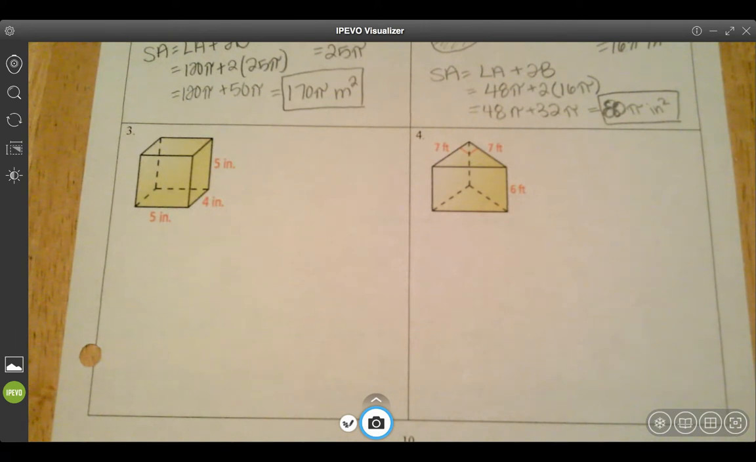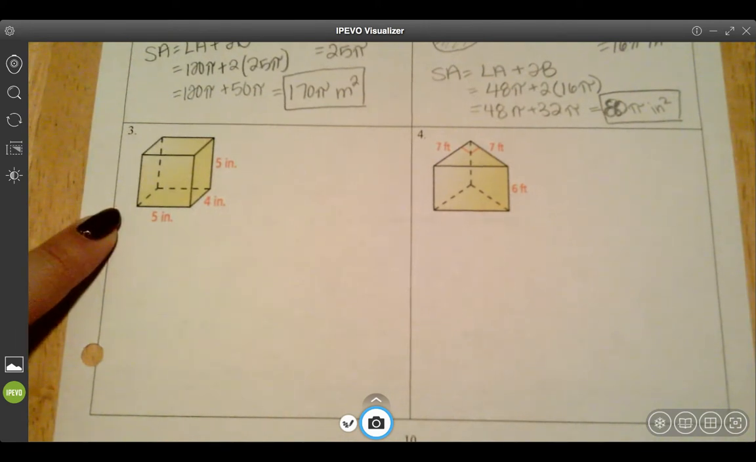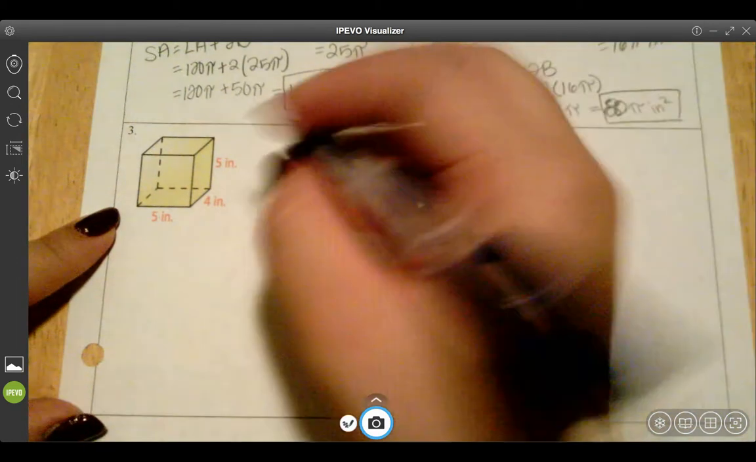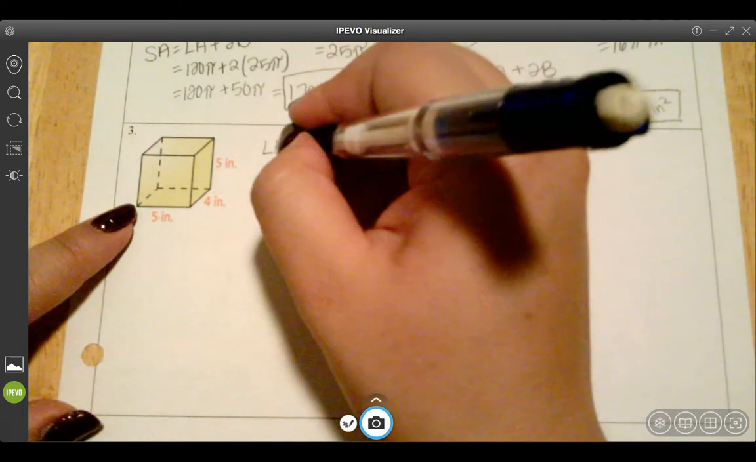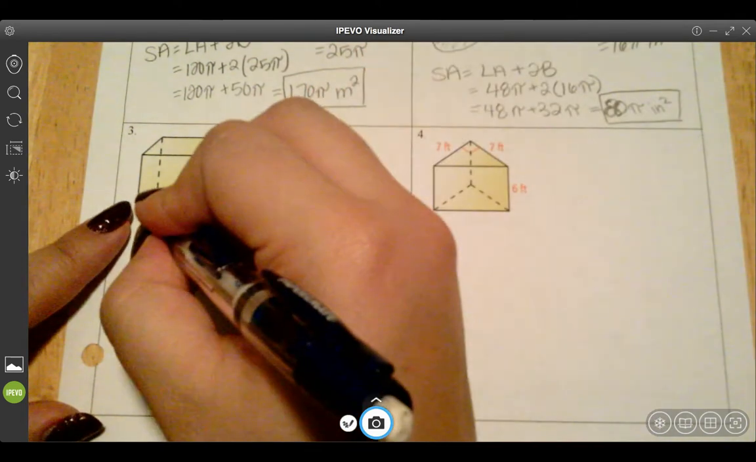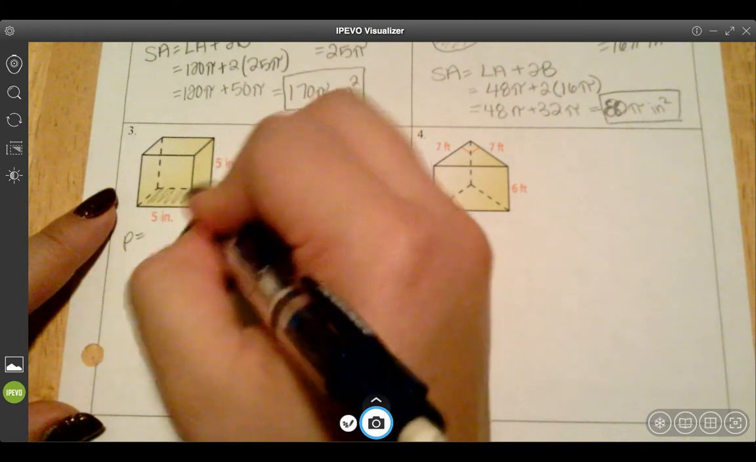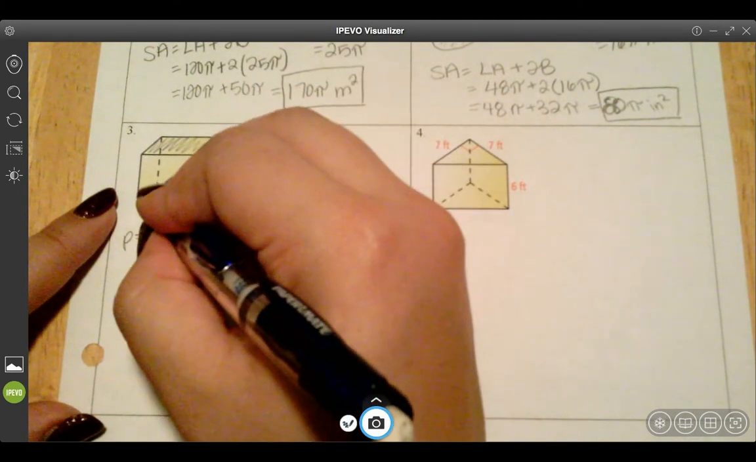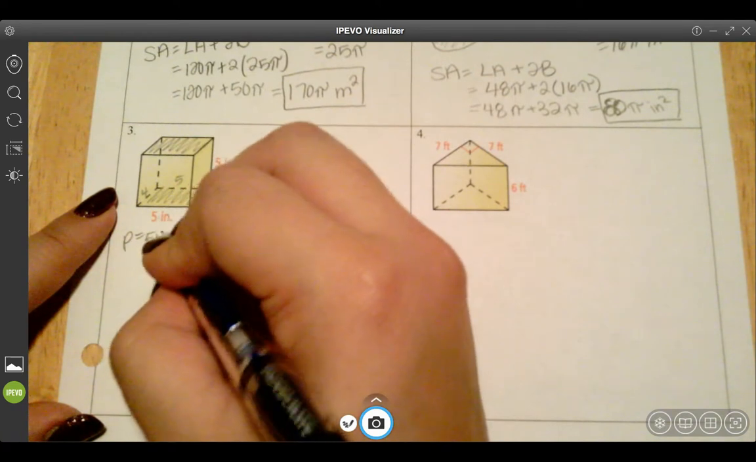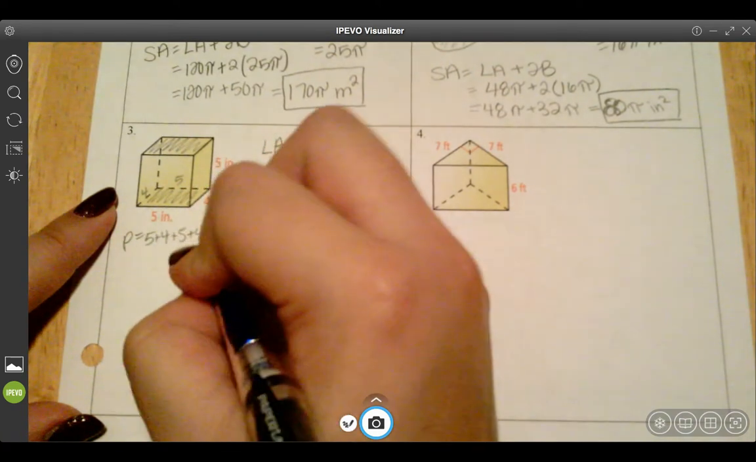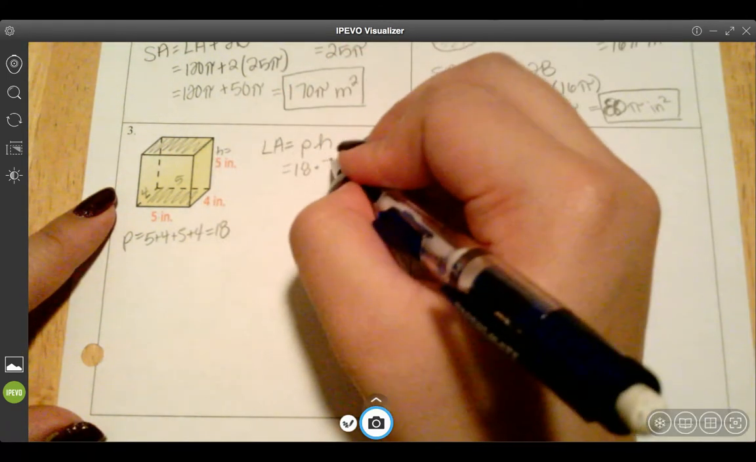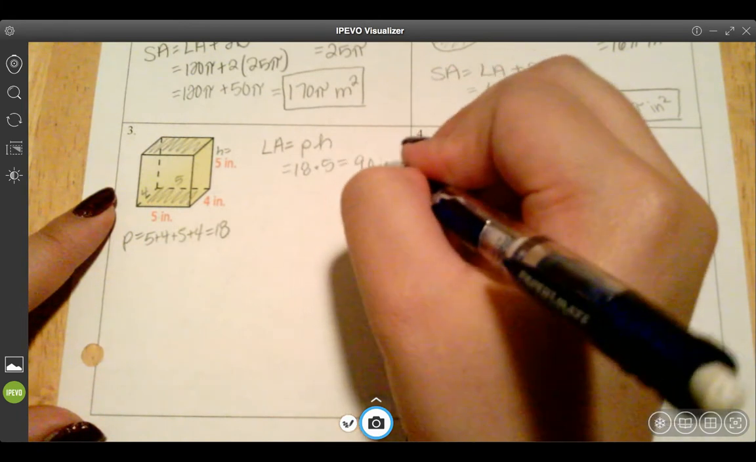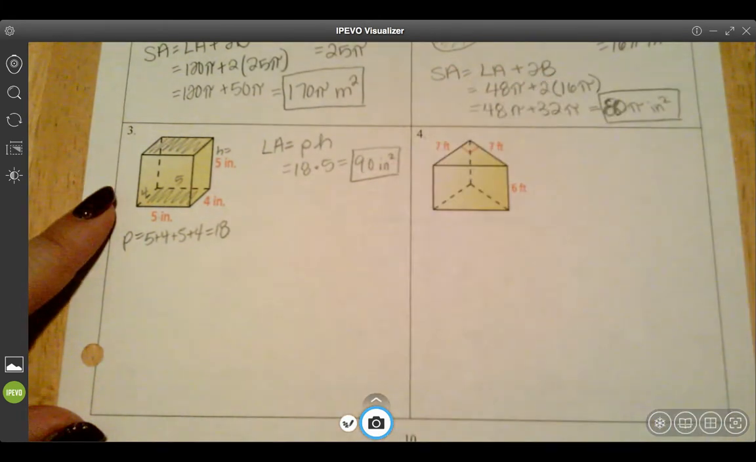Number 3, this is a rectangular prism. We can't say it's a square because notice our side lengths are not all the same. So this is a rectangular prism. Same process as a cylinder or a triangular prism. We need the lateral area, which is perimeter times height. Perimeter, if I call these my bases, is going to be 5 plus 4 plus 5 plus 4, which is 18. This is the height. 18 times 5 is 90 square inches. That is our lateral area.